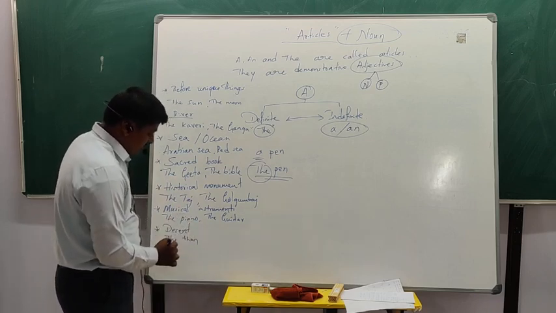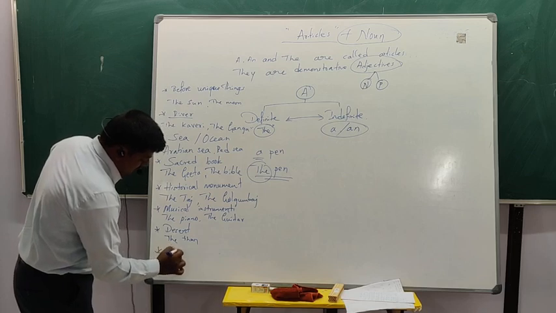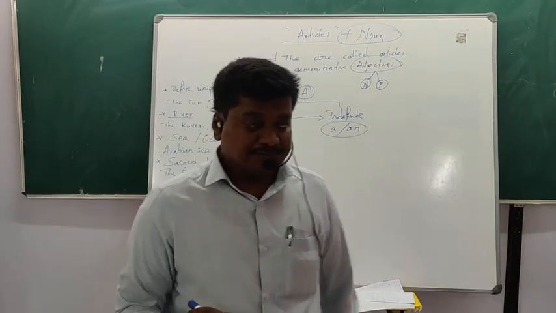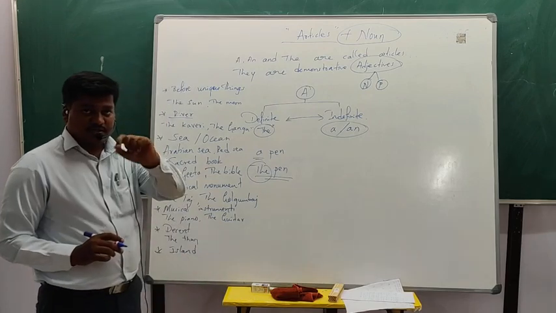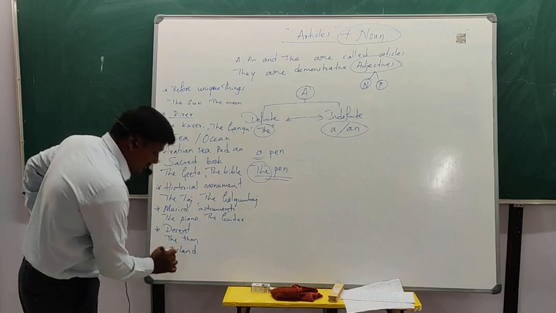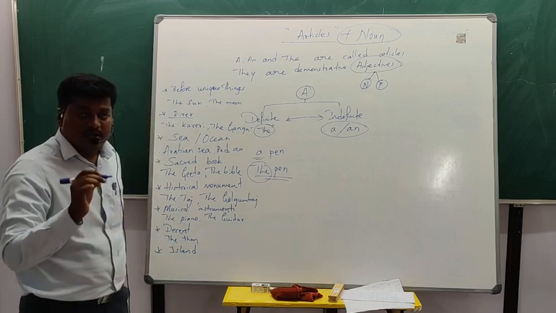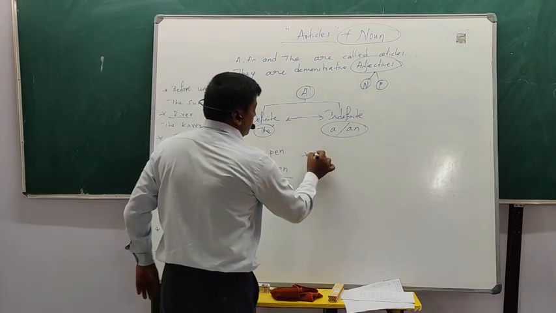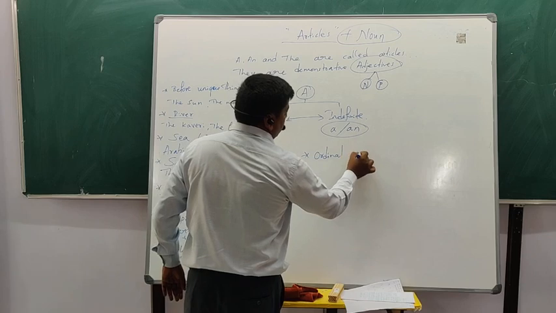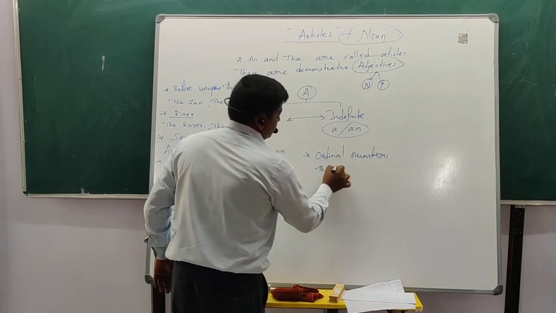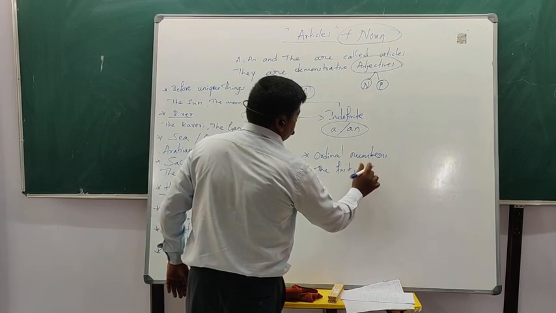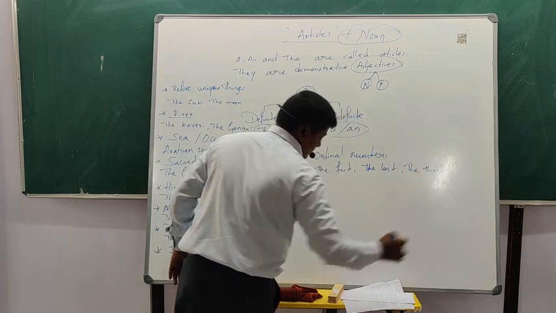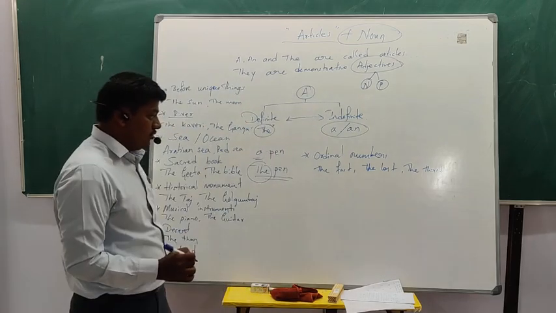And before the names of islands. You know the names of the islands, students. So see here, the Lakshadweep, the Diu and Daman, the Andaman and Nicobar. For islands like that, you should use the compulsorily. And before ordinal numbers, the is used: the first, the last, the third. Here also the is compulsorily used, and before aeroplane names also.